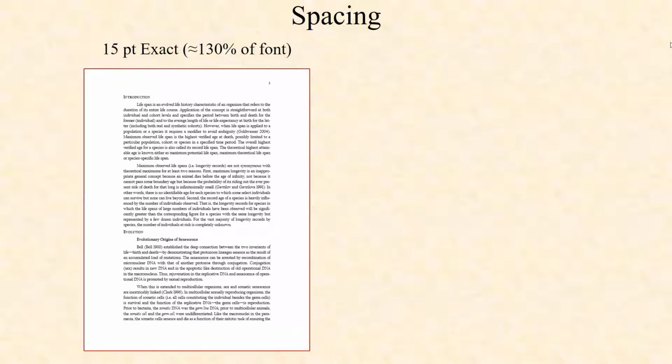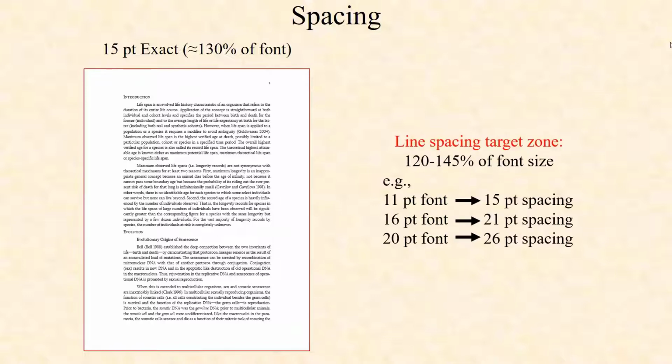So we have 15-point exact spacing. That is 130% of our 11-point font. As you see here, the line spacing target zone is 120 to 145% of the font size. So for 11-point font, we use 15-point spacing. 16-point font, if we were to use that, would be 21-point spacing. And for 20-point font, you use larger spacing, of course, 26-point spacing.